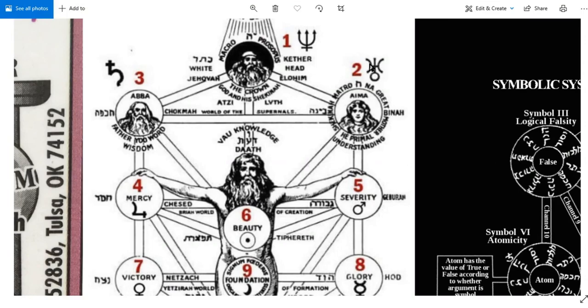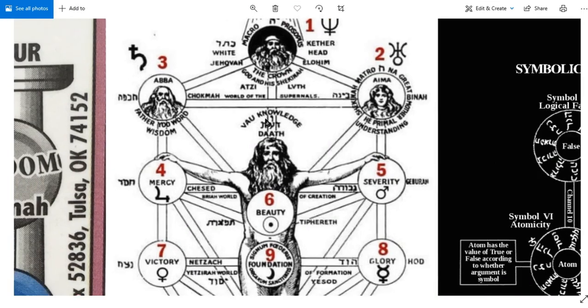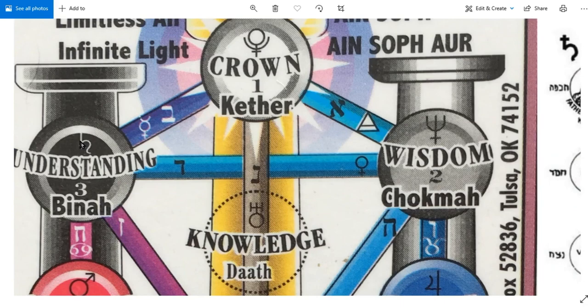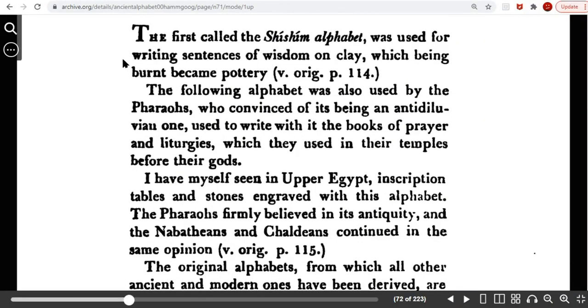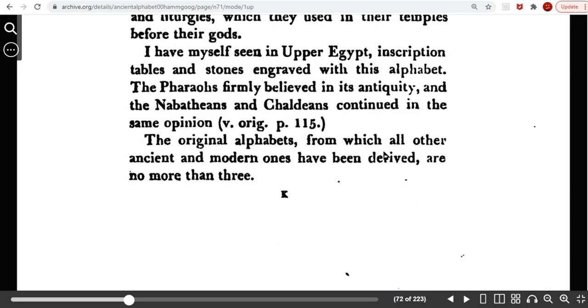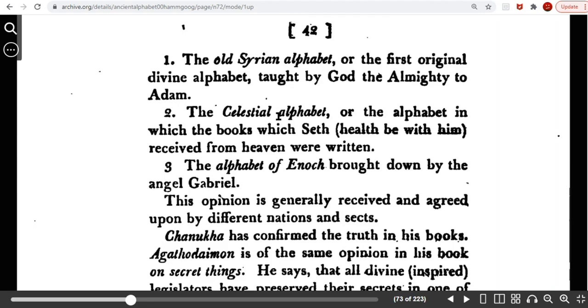This is the head of the serpent. But Seth is Saturn. And this should be the tail of the serpent. And you see down here in the appendix, the first alphabet was called the schism, was used for writing sentences of wisdom on clay. The original alphabets from which all other ancient and modern ones have been derived are no more than three. That's the Syrian, the Celestial, and the alphabet of Enoch.